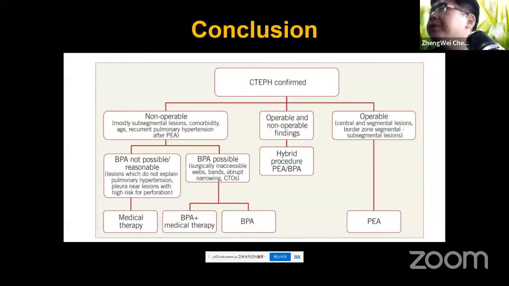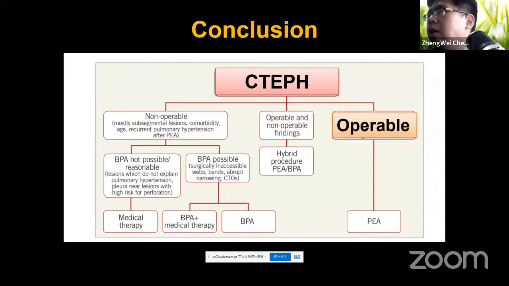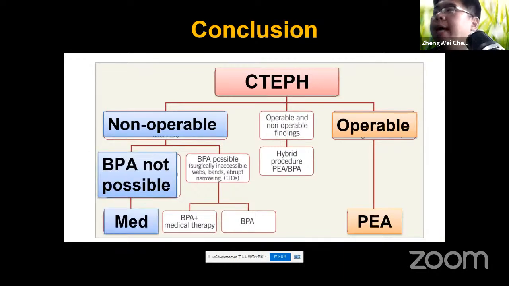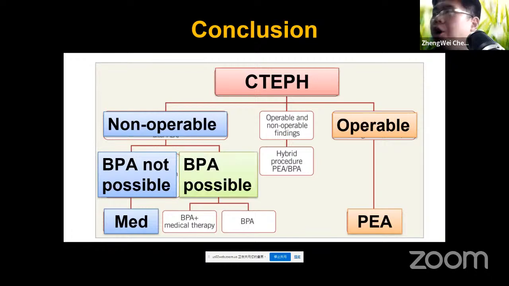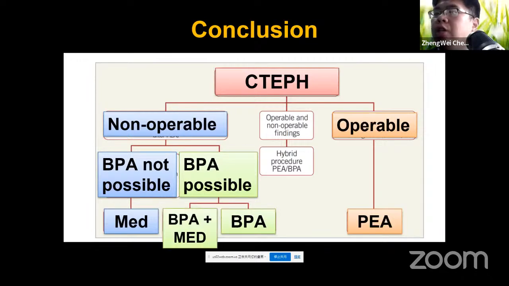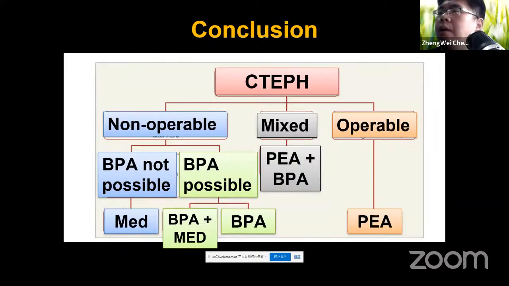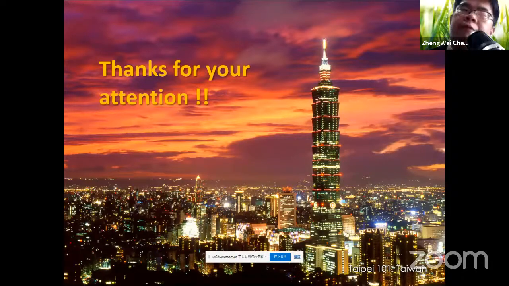So let's conclude. If CTEPH is confirmed and operable, pulmonary endarterectomy is indicated. If it is non-operable and BPA is not possible, medication therapy should be given. If BPA is possible, we should give BPA or BPA combined with medication. According to a rat study, maybe we could give medication first to lower the mean PAP, followed by BPA, which may cause fewer BPA complications. And if it is a mixed type, maybe we could give PEA with BPA combination therapy. Thanks for your attention, and this is my presentation on multimodality therapy in CTEPH patients. Thank you.